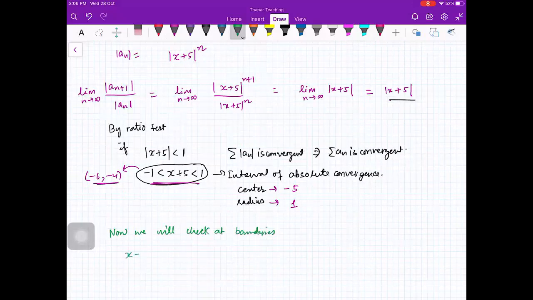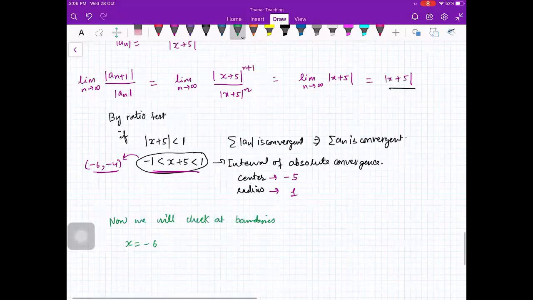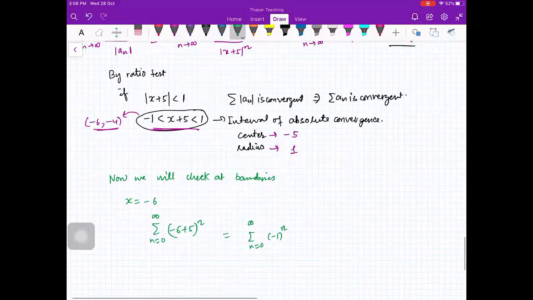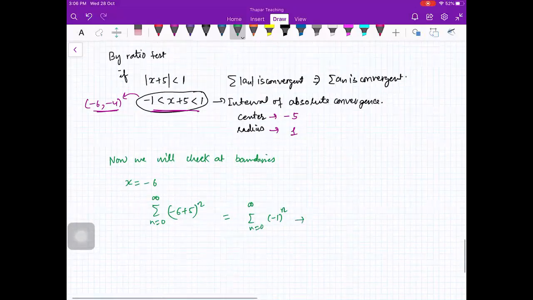At x is equal to minus 6, what is your series? Minus 6 plus 5 raised to power n, n from 0 to infinity. So that is n from 0 to infinity, minus 1 raised to power n. Convergent, divergent? Divergent, ma'am, oscillating. Minus 1 raised to power n, right? Okay. Divergent by nth term test. Right? The limit is non-zero.